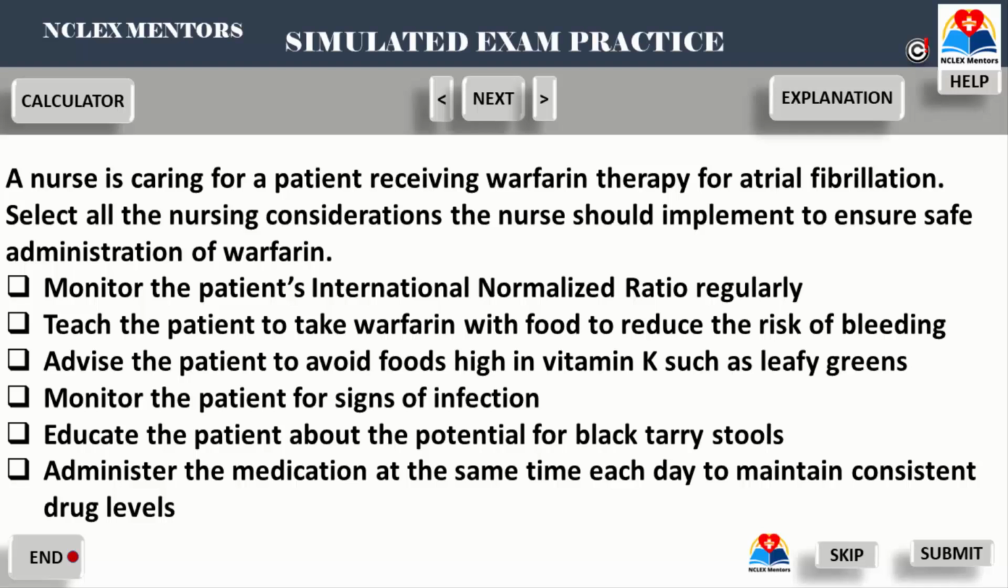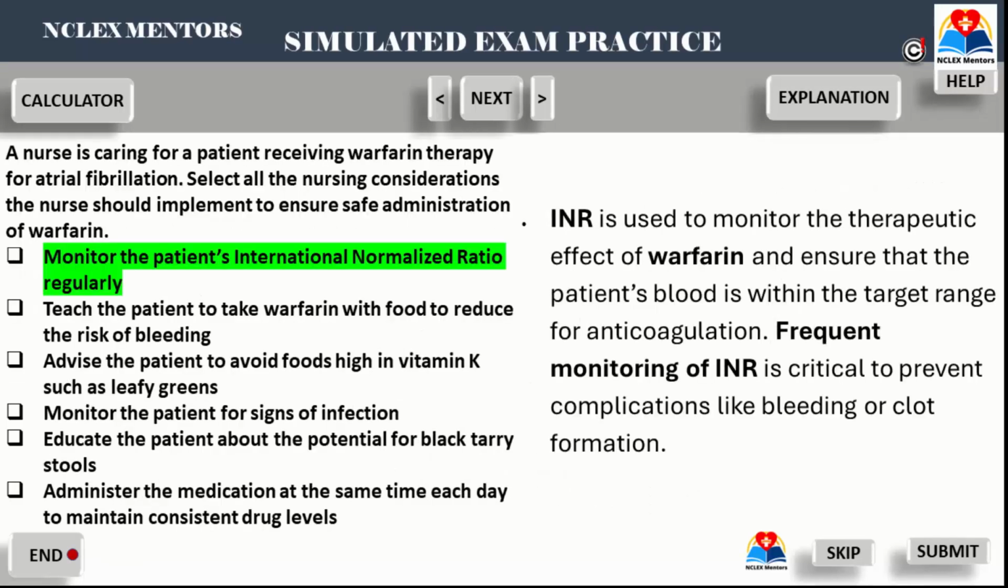Step-by-step analysis. Let's break it down, one option at a time. Monitor the patient's INR regularly. Absolutely. INR monitoring is crucial because it tells us if the patient is within the therapeutic range. If it's too high, they're at risk for bleeding. If it's too low, they're at risk for clots.